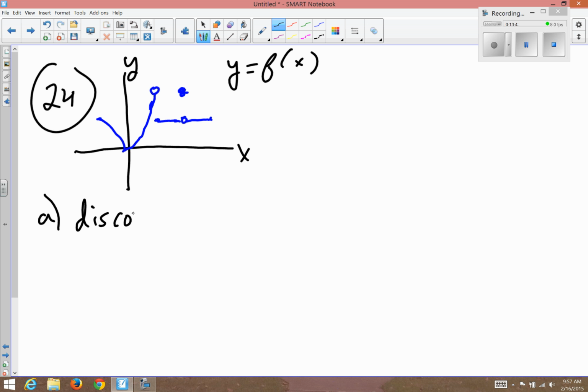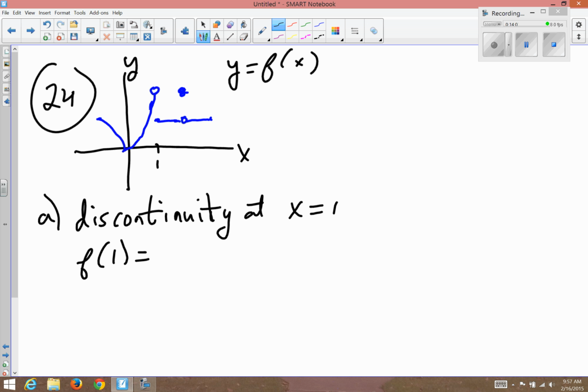So I'm going to tell you there's discontinuity at x equals 1, right here, and here's the reason. Even though f of 1 exists, I can see from the graph that f of 1 is 1, because the point 1, 1 is a plotted point. So that's the first condition for continuity. F of 1 has to exist.